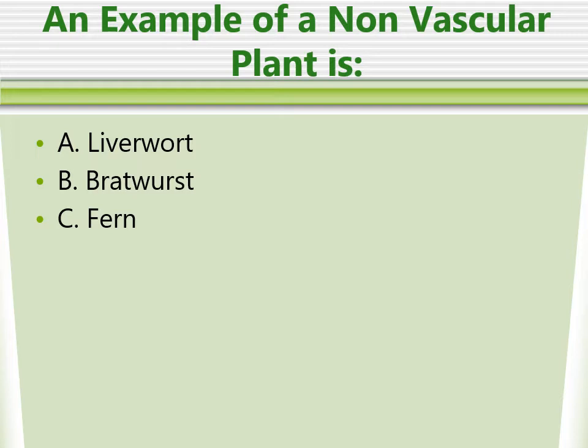Anyways, here's a question. An example of a non-vascular plant is A, a liverwort, B, bratwurst, C, a fern.